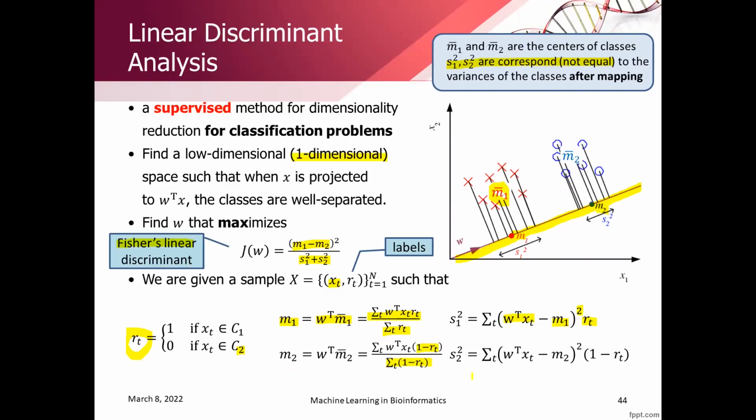And similarly, when we compute s2 squared, we take the mapped observation, subtract the mapped mean of the second class, take the square of that and multiply by 1 minus r sub t. Okay.